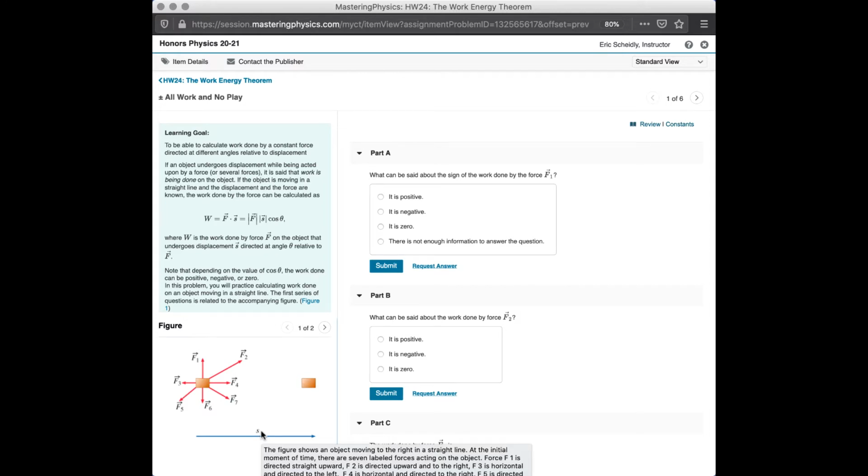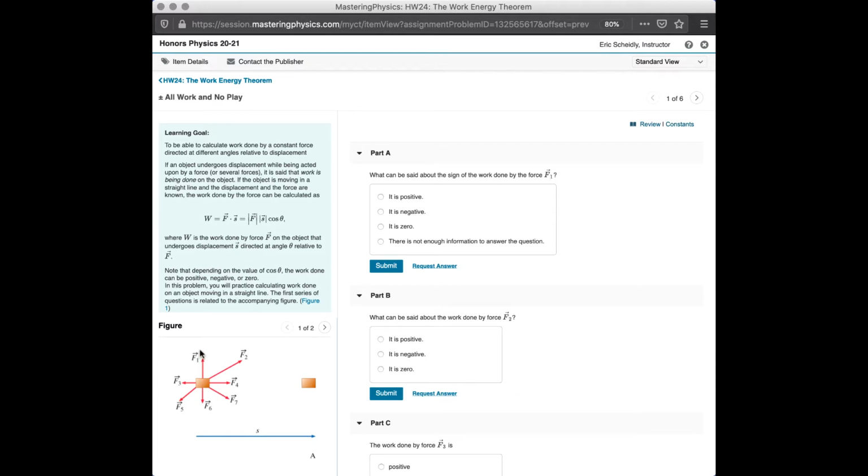Now, some people use S for displacement. We know that in one-dimensional motion on the x-axis, we use delta x for the displacement. Here, the writers of this problem choose to use S. At any rate, the object displaces to the right. So what can be said about the sign of the work done by the force F1?